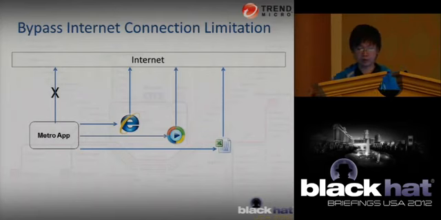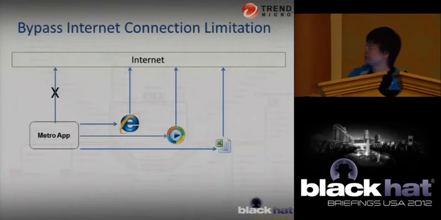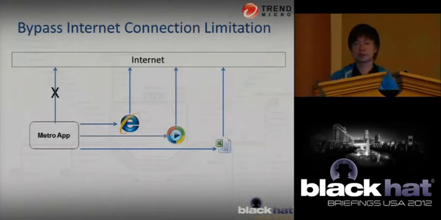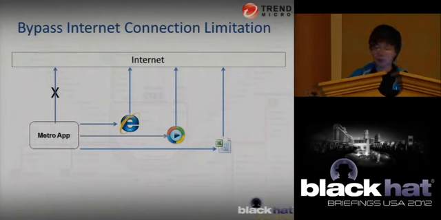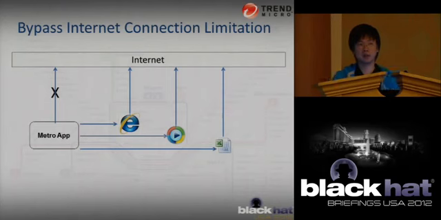For example, when we open the URL, we trigger Internet Explorer, or we open an MMS streaming link, or open a document which embeds some component that could connect to the internet. So this way we can still send information to the internet, even if the MetroStar app doesn't have the internet capabilities.